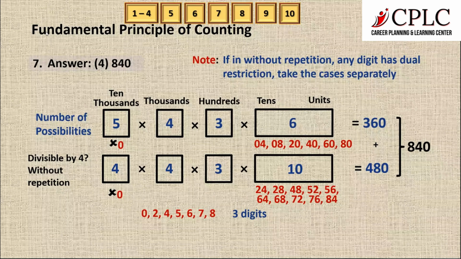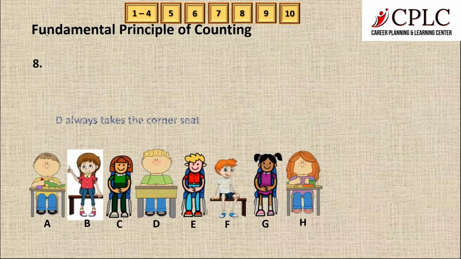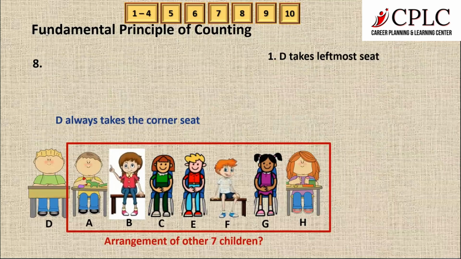Moving to the next question. 8 boys A to H have to be seated on 8 chairs. Find the number of ways in which they can be seated such that D always takes the corner seat. Now D, we know the specific position of. So we'll make D's position fixed at the corner. If we fix D, we just have to arrange the remaining 7 children. So 7 children can be arranged in 7 factorial ways.